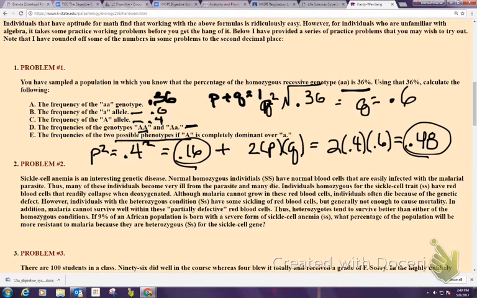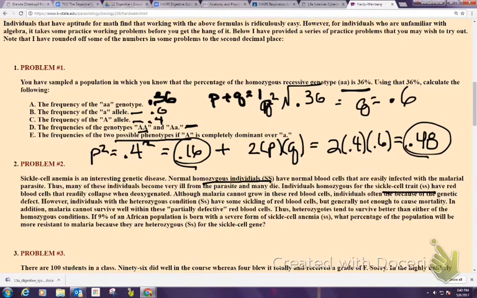All right, so we're moving on to problem number 2. Sickle cell anemia is an interesting genetic disease. Normal homozygous individuals have normal blood cells that are easily infected with the malarial parasite. Thus, many of these individuals become very ill from the parasite and many die. Individuals homozygous for the sickle cell trait, homozygous recessive, have red blood cells that readily collapse when deoxygenated. Although malaria cannot grow in these red blood cells, individuals often die because of the genetic defect. So you can see here that being homozygous dominant and homozygous recessive are actually not beneficial.